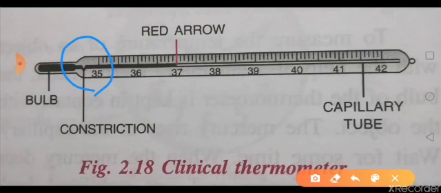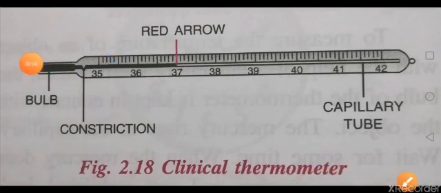And as I told you earlier, compared to your laboratory thermometer, in this area you have a small change. That is, you have a kink or a bend there, which is called a constriction. This constriction in a clinical thermometer is meant for a purpose: it will prevent the mercury from falling back by itself. So that is the purpose of a bend in a clinical thermometer.